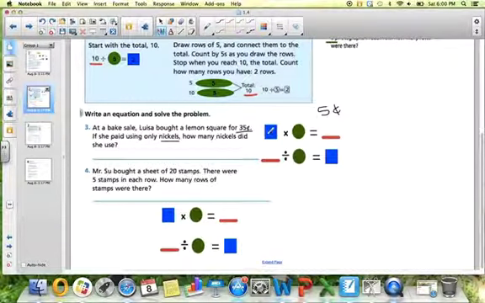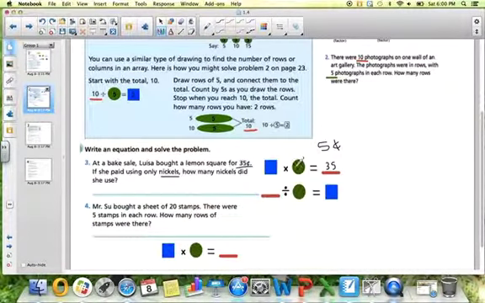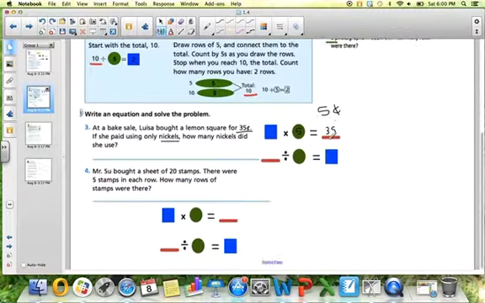So all we have to do is, we know the product, 35, and we know the group size, 5. So we need to find this number. We can count by 5s to 35. 5, 10, 15, 20, 25, 30, 35, and we have 7 fingers held up.